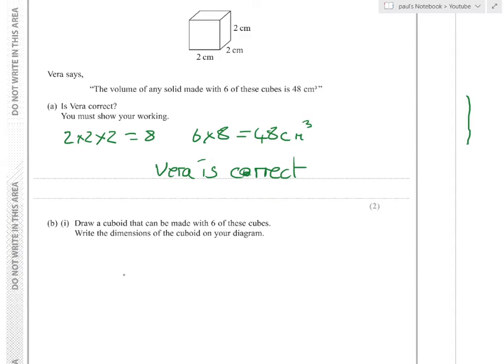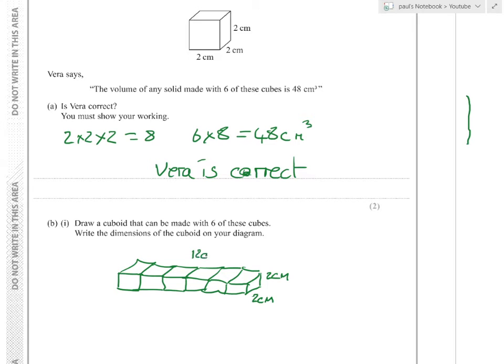Draw a cuboid made with 6 of these cubes. Well, all I'm going to do is just put them all in a row. How many is that? 5. I don't get marks for being brilliant at drawing. And write the dimensions. So that's 2. That's 2. And this along here is 1, 2, 3, 4, 5, 6 of them, so that's 12.